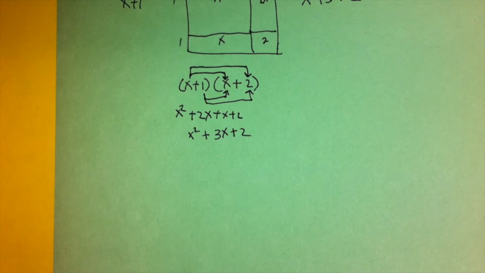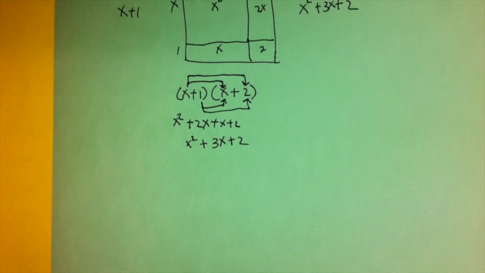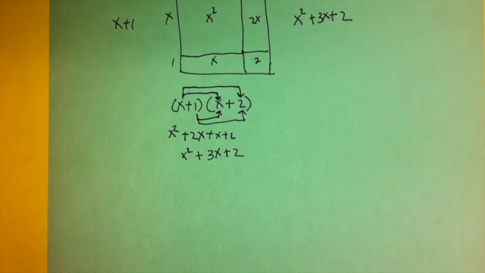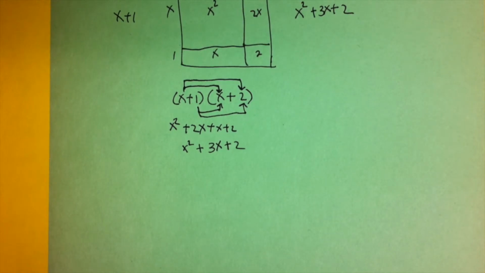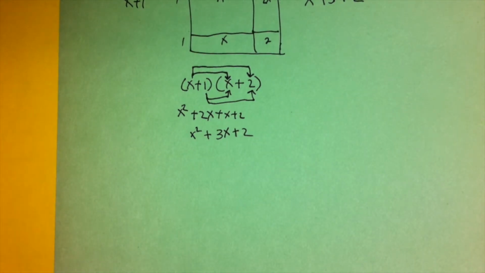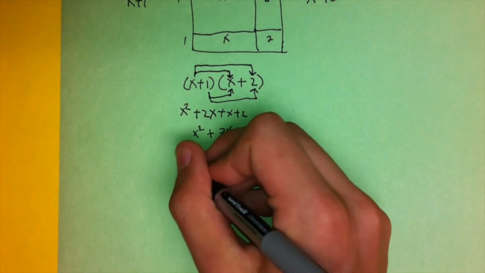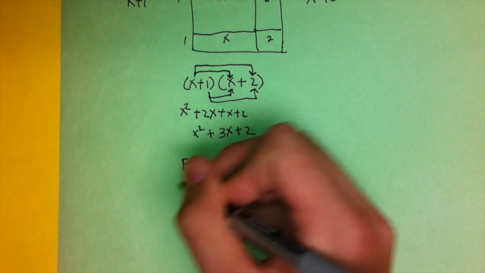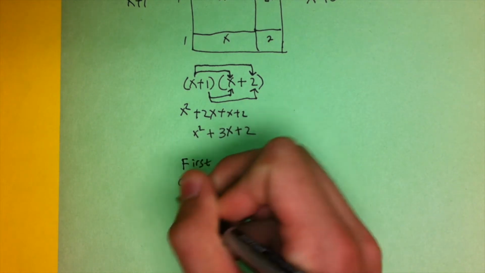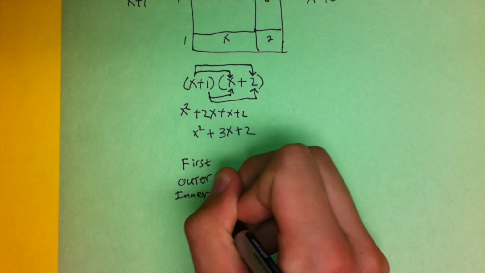That method will work for any two expressions that you're multiplying together. But there is an acronym called FOIL that works in a situation like this when we only have two terms in each expression. FOIL stands for first, outer, inner, last.